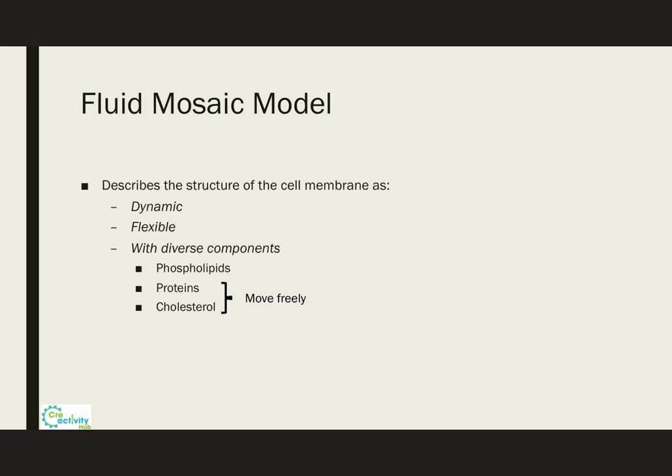Now, the fluid mosaic model of a cell membrane describes the structure of the cell membrane as a dynamic, flexible structure that's made up of different components. The two main components of the cell membrane are the phospholipids and proteins. Cholesterol will be embedded in the membrane, and it works as an essential building block which helps regulate the membrane fluidity. According to this fluid mosaic model, the proteins and the lipids are free to move within the double layer of the phospholipids.